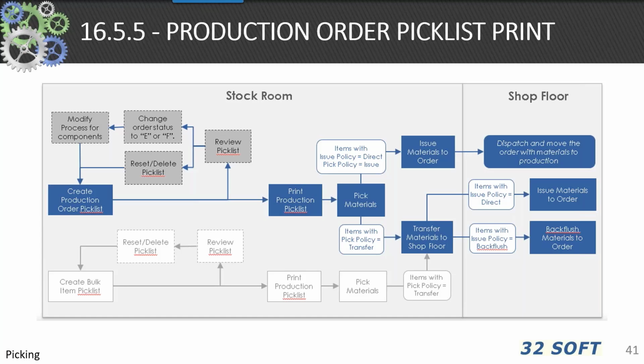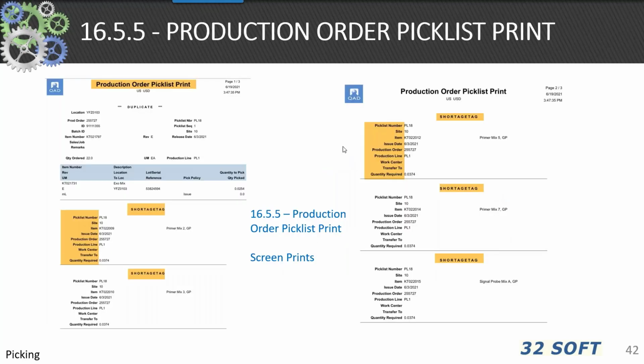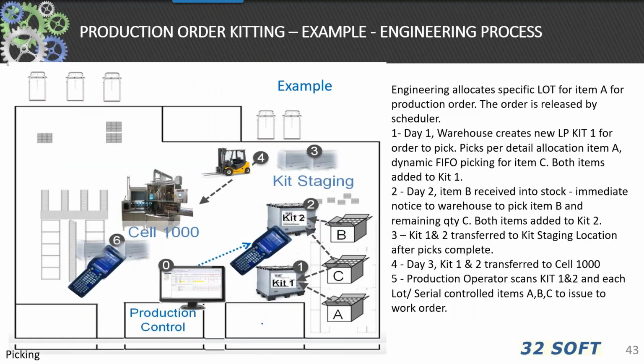Production order pick list functionality is extensive, and you will need to study this flow diagram and test the scenarios for specific effects in your organization. Here are the printed pages of the 1655 production order pick list. Note we now have shortage tags that you can print.